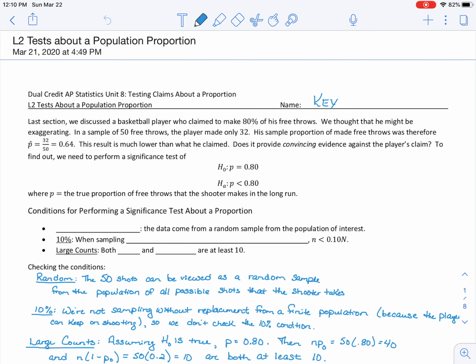The video for Lesson 2, Tests About a Population Proportion. So we're finally going to get into actually doing these tests rather than just talking about what they mean. That's what Lesson 1 was about.